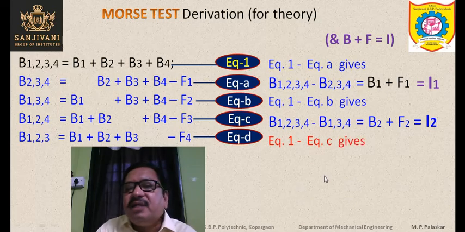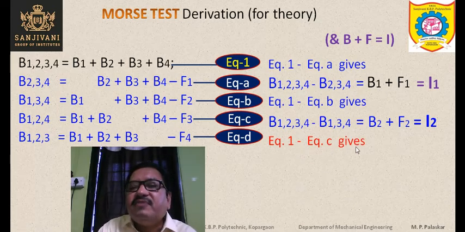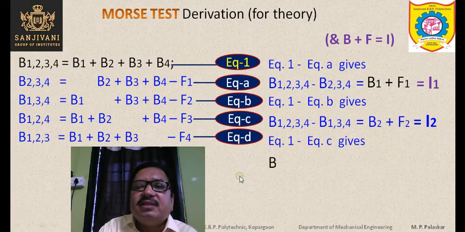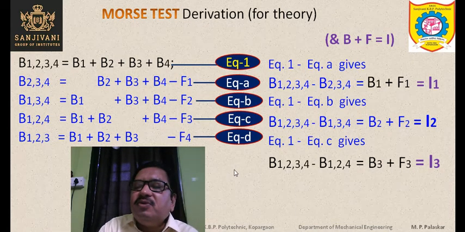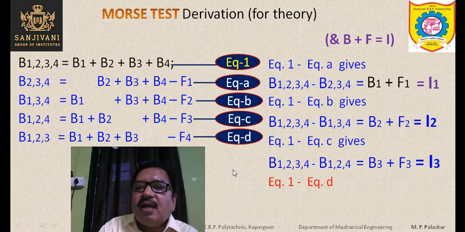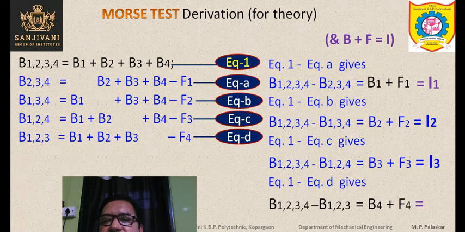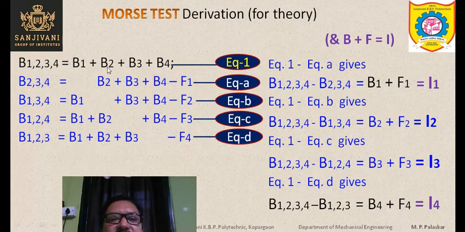Now if you subtract equation C from equation 1, equation 1 minus equation C gives us B1234 minus B124, that is equal to B3 plus F3, and that will be equal to I3. Equation 1 minus equation D gives us B1234 minus B123 is equal to B4 plus F4 is equal to I4. You can see here that B1 gets cancelled, B2 gets cancelled, B3 also gets cancelled, and what is left is B4 minus F4, that is B4 plus F4 is equal to I4.